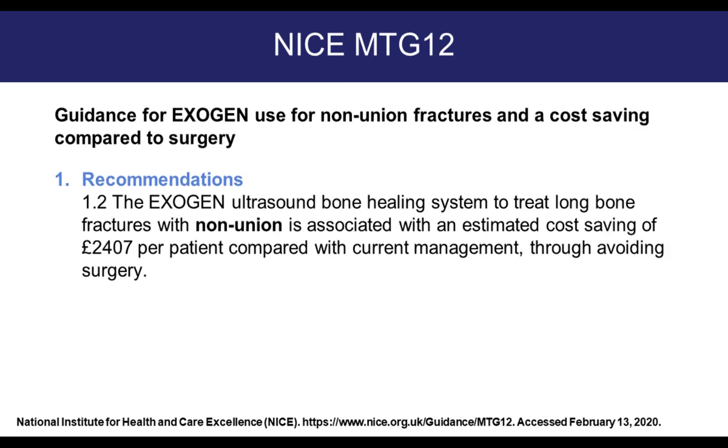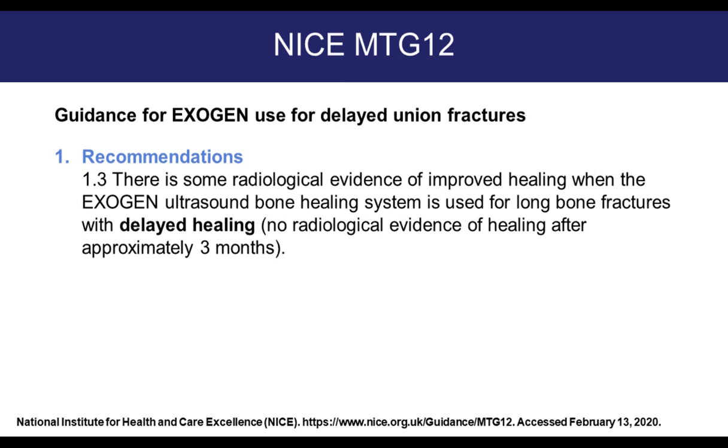They said that there was a cost savings from their information, and here it says the Exogen ultrasound bone healing system to treat long bone fractures with non-unions was an estimated cost savings of £2,407, which would be more in dollars at the time this was published. And this is compared with the current management and by avoiding surgery. They also had recommendations for delayed union, that there was some radiologic evidence for improved healing when the Exogen ultrasound bone healing system is used for long bone fractures with delayed healing, defined as 3 months.